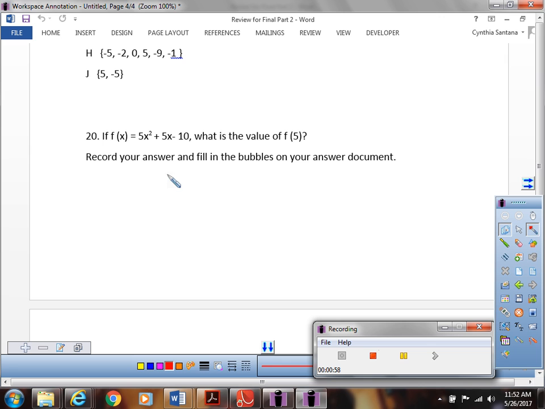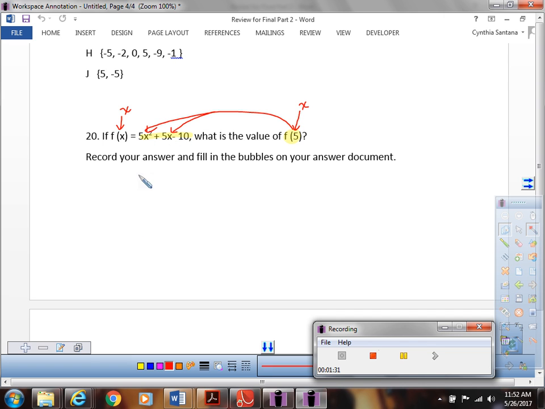Okay? All right, so let's look at number 20. This one, there are two different ways you can do it. It says f of x equals 5x squared plus 5x minus 10. What's the value of f of 5? So remember that what's in the parentheses is your x. That's why there's a variable in here that says x. So that means that's what that number represents. They're trying to let you know that. So literally you just have to substitute. Take that number and plug it in for the two places where you see your x.